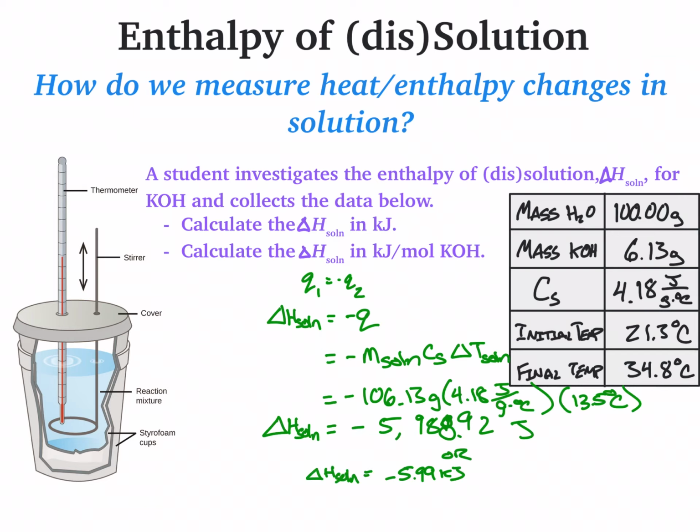Now, the second thing that it asks is it wants it per mole of KOH. As a quick note here, we used 6.13 grams of KOH. Hopefully we agree we can use the molar mass of KOH to find how many moles of KOH we had. We did not use 1 mole of KOH. So what we're going to do is find the mole amount using the gram amount here and the molar mass, and then we're simply going to divide. We're going to do this kilojoule amount divided by the moles of KOH to get what it would be for kilojoule per 1 mole of KOH.